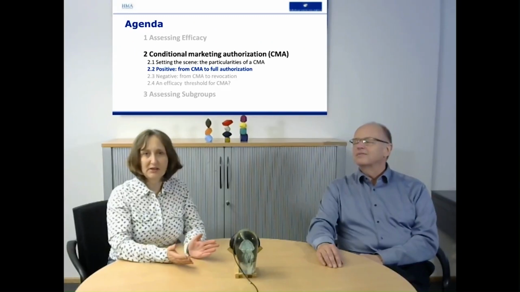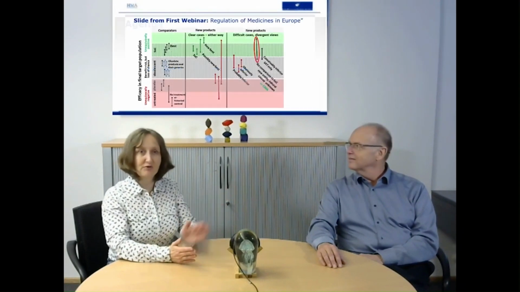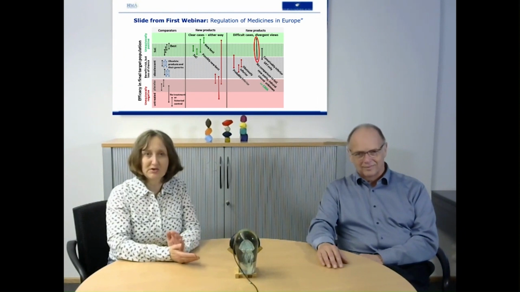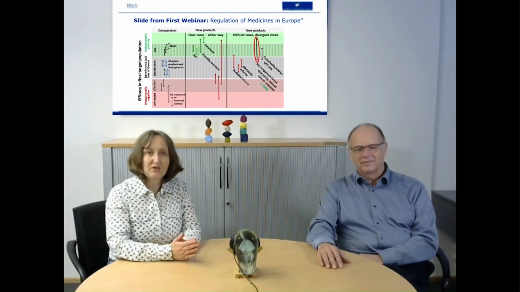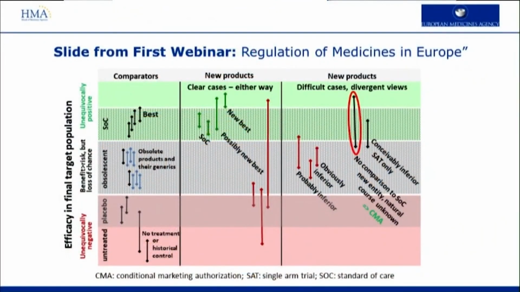Let's first look at a positive example where a CMA was allowed in early access and was later transformed to a full marketing authorization. You will remember this slide from our first webinar when Harald introduced this figure as illustration for the difference in magnitude of efficacy and for the size of the uncertainty.